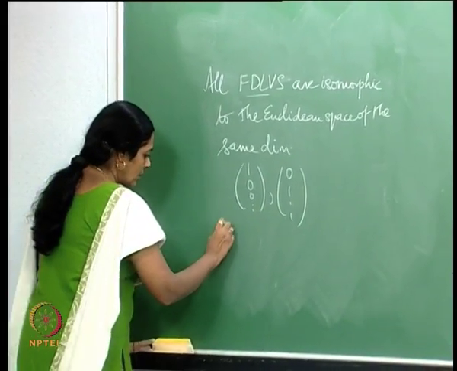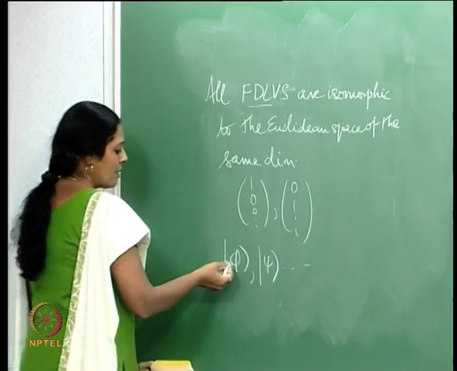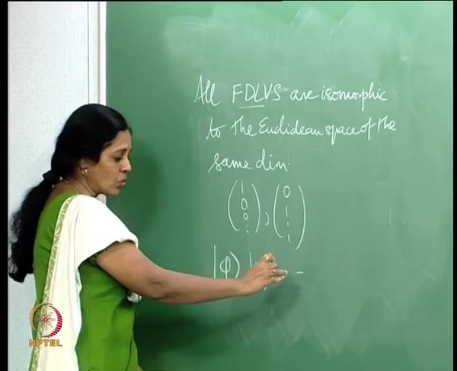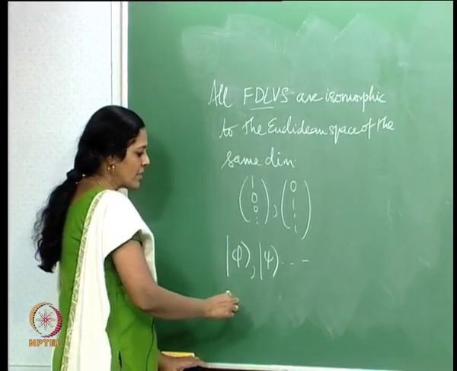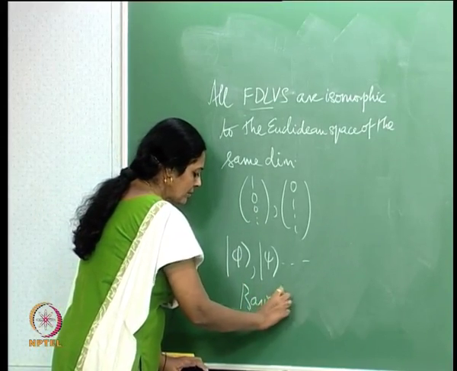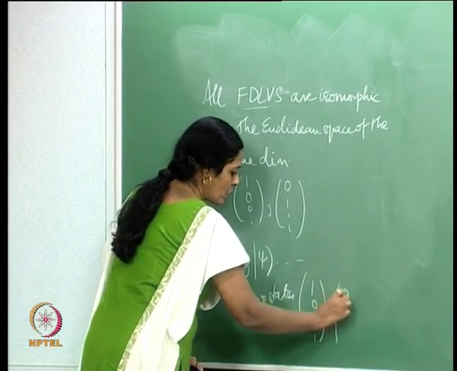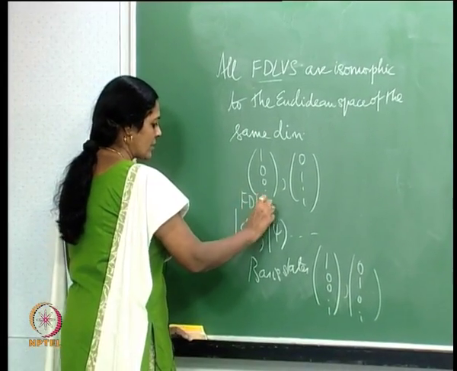So a state in a linear vector space could be represented by ket phi, ket psi, and so on. This is an abstract notation. If it's a finite dimensional linear vector space, you could choose basis states 1, 0, 0, 0, 1, 0, and so on. This is a finite dimensional linear vector space.